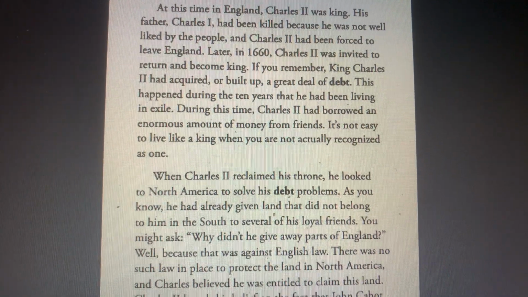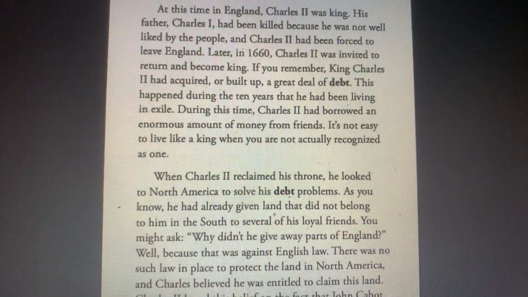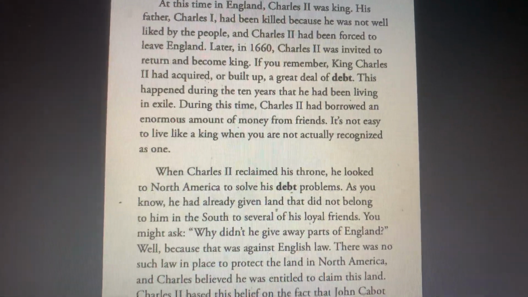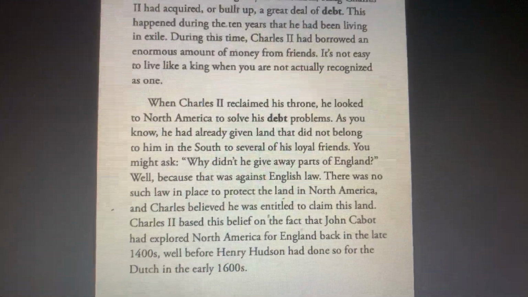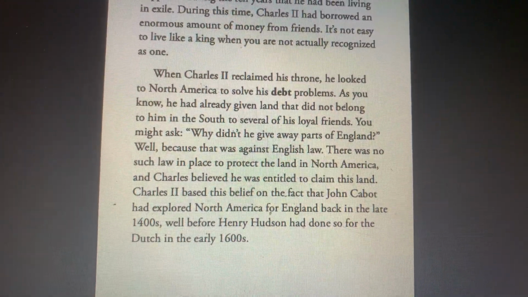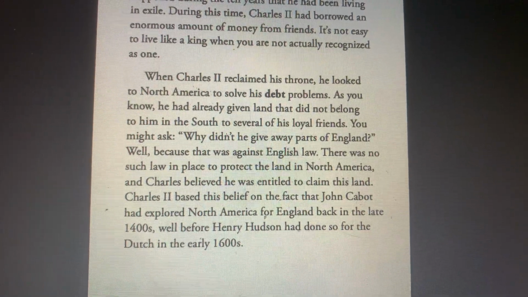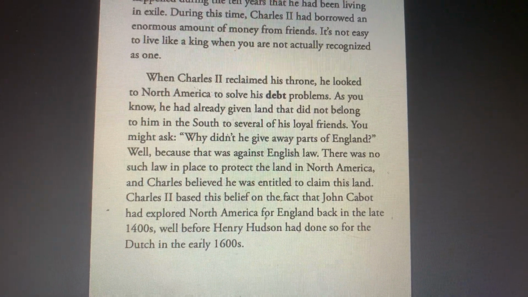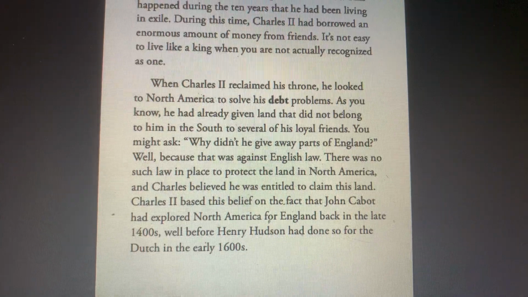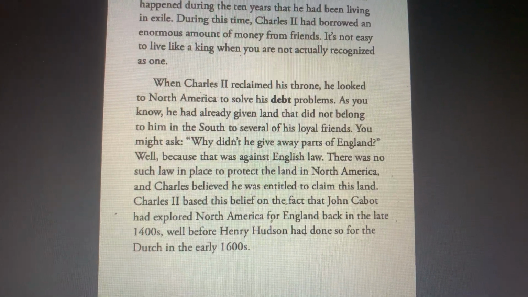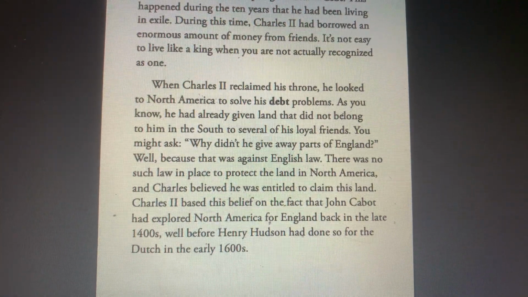During this time, Charles II had borrowed an enormous amount of money from friends. It's not easy to live like a king when you are not actually recognized as one. When Charles II reclaimed his throne, he looked to North America to solve his debt problems. As you know, he had already given land that did not belong to him in the South to several of his loyal friends. You might ask, why didn't he give away parts of England? Well, because that was against English law.